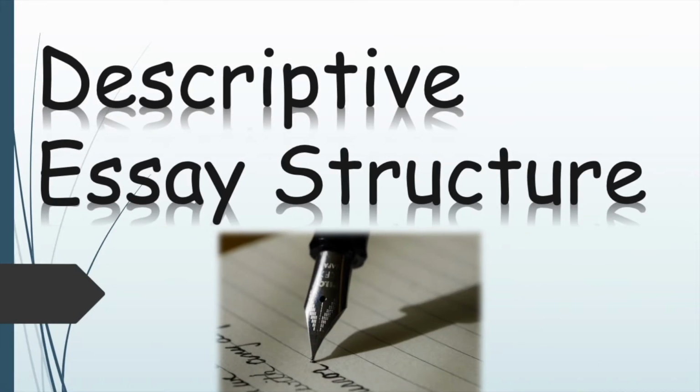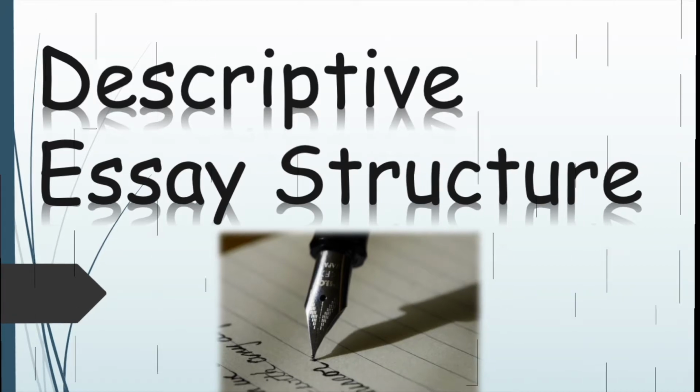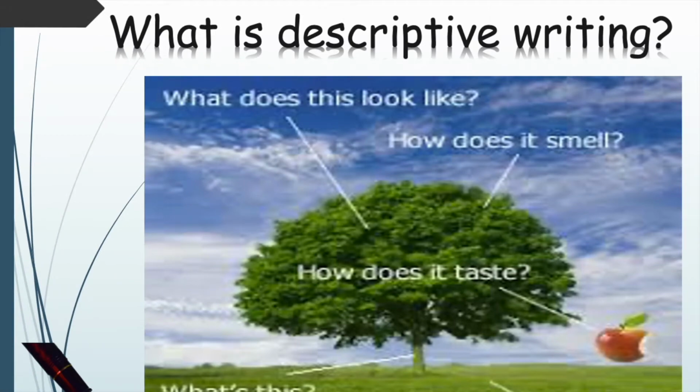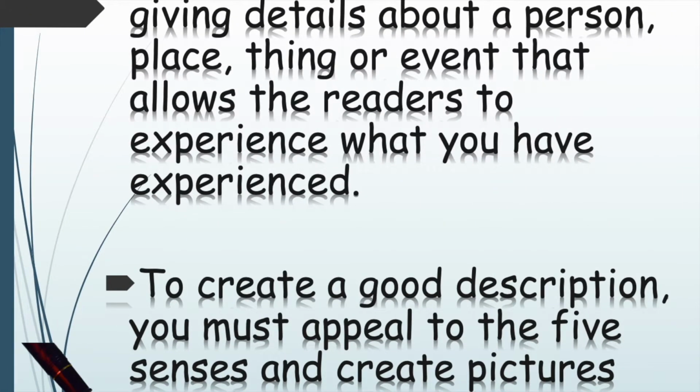Our lesson for today is about descriptive essay writing structure. What is descriptive writing? A descriptive essay is simply giving details about a person, place, thing, or event that allows the readers to experience what you have experienced. To create a good description, you must appeal to the five senses and create pictures in the minds of the readers.